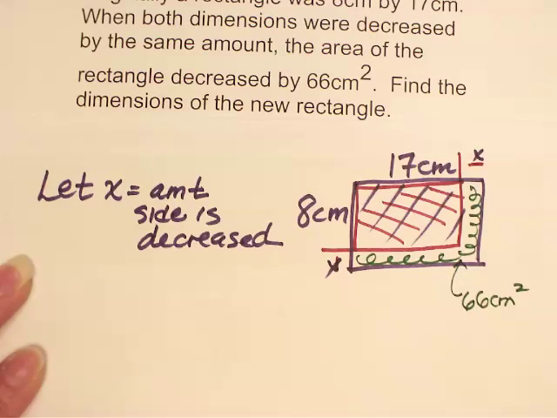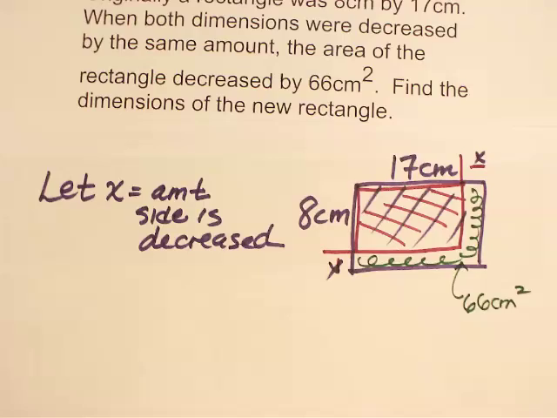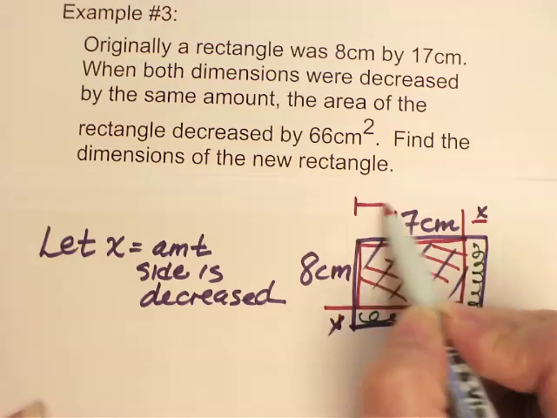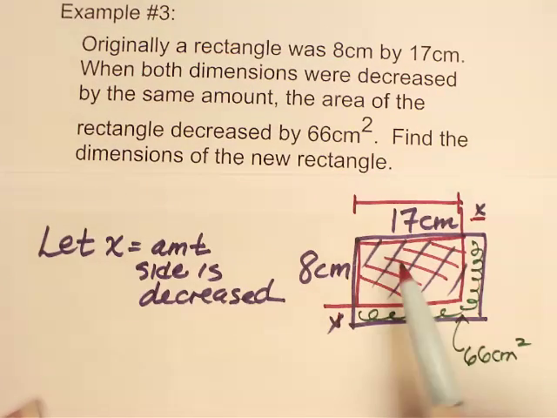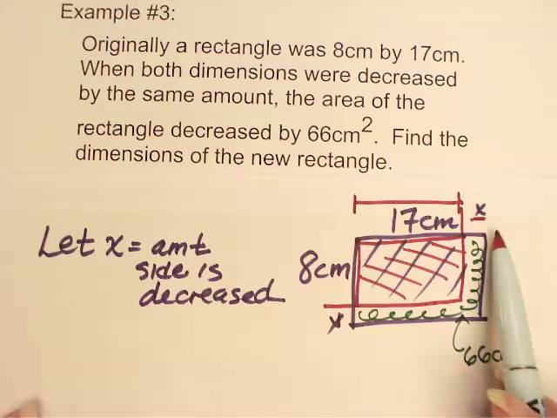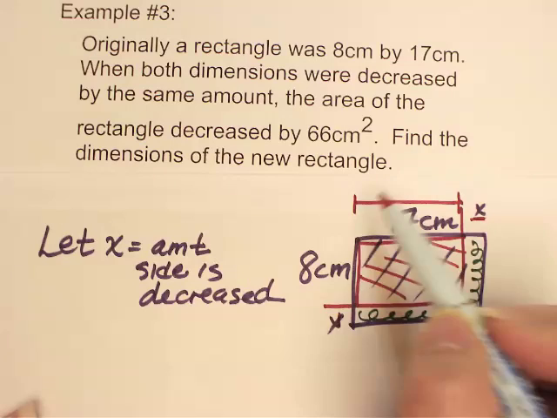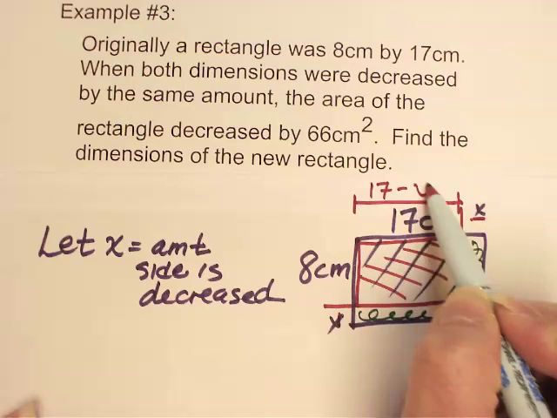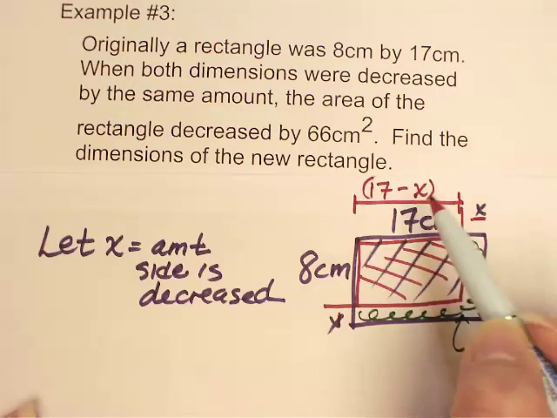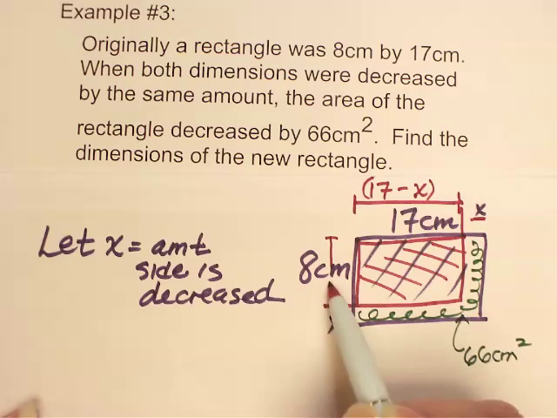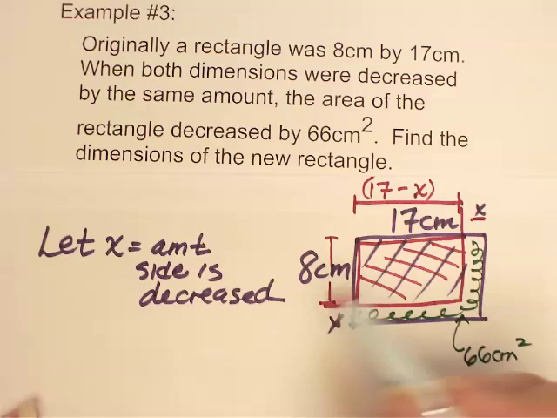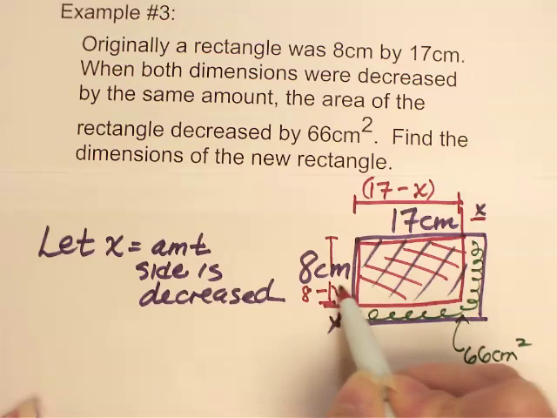If I decrease it, then my new rectangle, this portion in here, will have what length? It's originally 17, but I'm going to chop off this x, which means it's now missing an x. So this must be 17 take away the x. I can do the same thing going the other direction for its width. It was 8 centimeters, now I'm chopping off an x. So this is now 8 minus x.